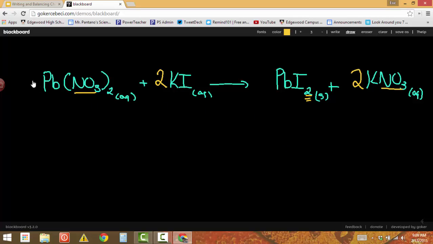Now I check. My coefficient here is a 1. I don't need to write in a 1. If it's just a 1, you leave it, but it's a 1, and a 2, and a 1, and a 2. 1 to 2, 1 to 2. That's balanced, and it's in lowest whole number form. So there's your balanced equation for this reaction. A lot of information in that.